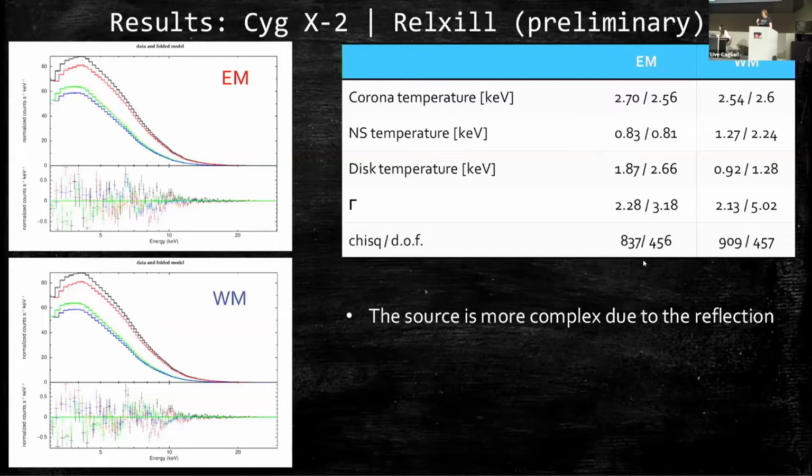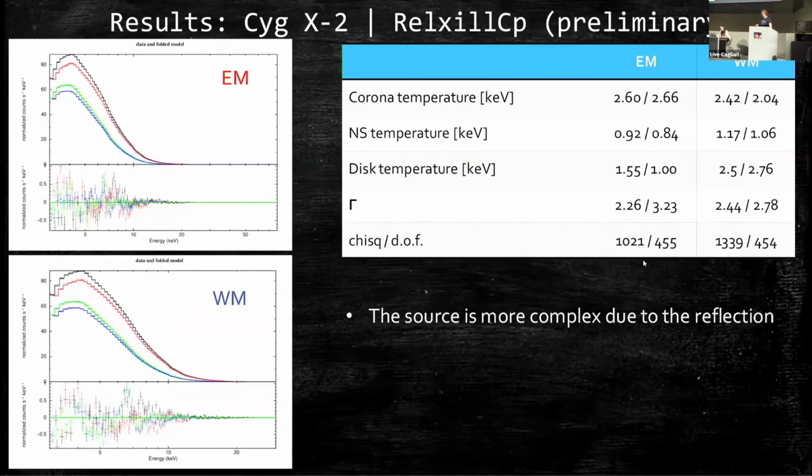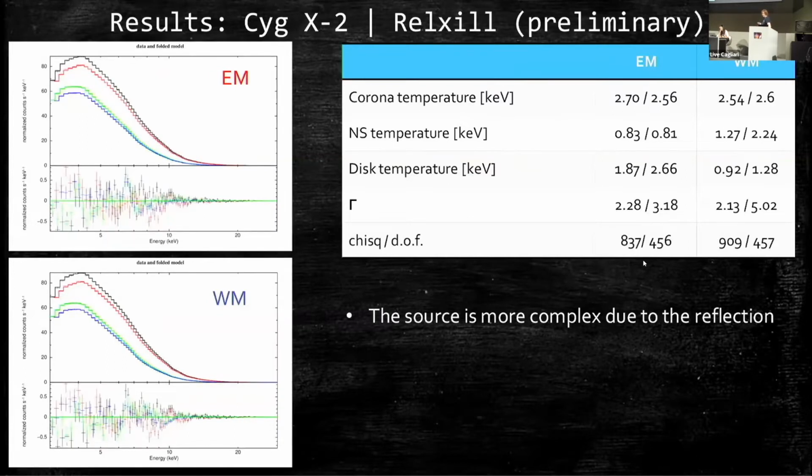So you can see in the table here that one of the issues with this model, and also with the next one, Relxill-CP, is that we had two intervals that we studied together, and the parameters of them were not tied. And then you can see that some of the values really are totally discrepant, so they don't match together, which is an issue that we want to fix later on. We want to work on this a bit further.